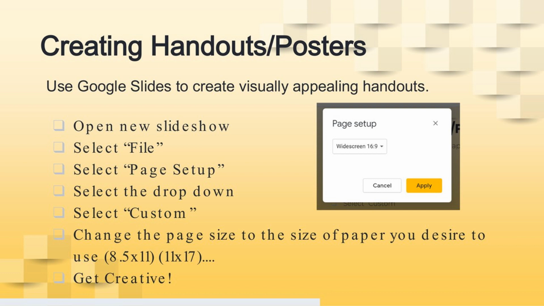What's nice about this is you can change it to 8.5 by 11, and you can create worksheets or printable posters, or you can change it to 11 by 17 and print it out in that size of paper. So you have the option to create these in any size that you need. So in order to do this, again, the directions are here, but we're going to jump out and talk a little bit about this.